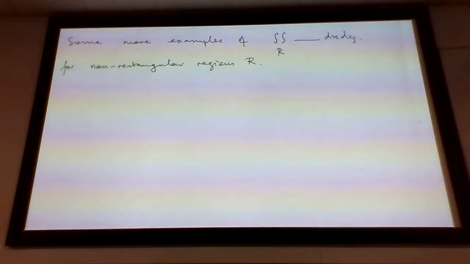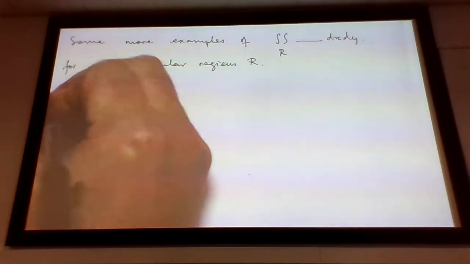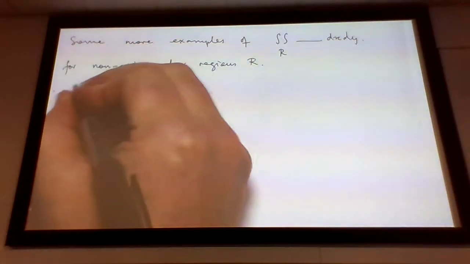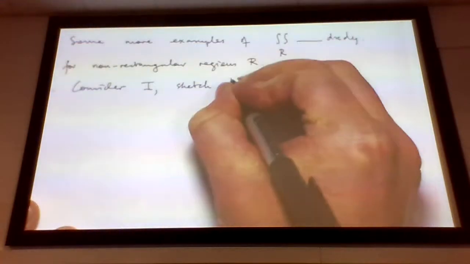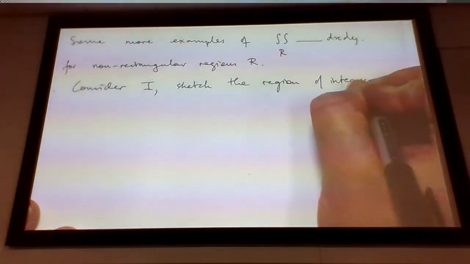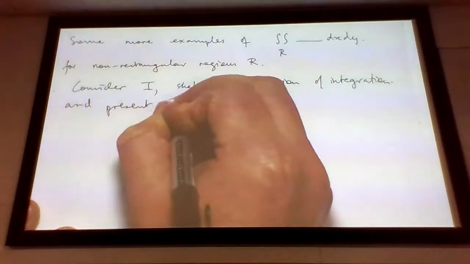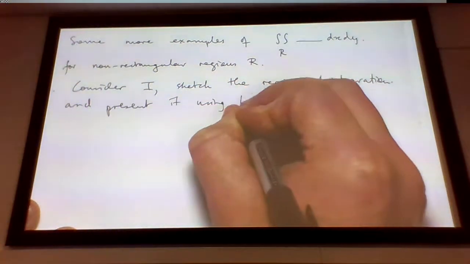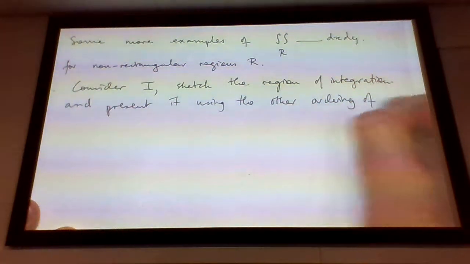So on these ones we're not actually going to do any integration, we're just going to manipulate the change of order. Okay. So here's the first example. We want to consider the following integral I. We want to sketch the region of integration and present it using the other ordering, the other ordering of x and y.